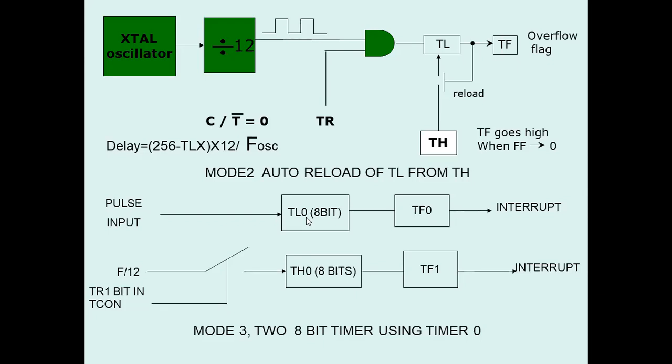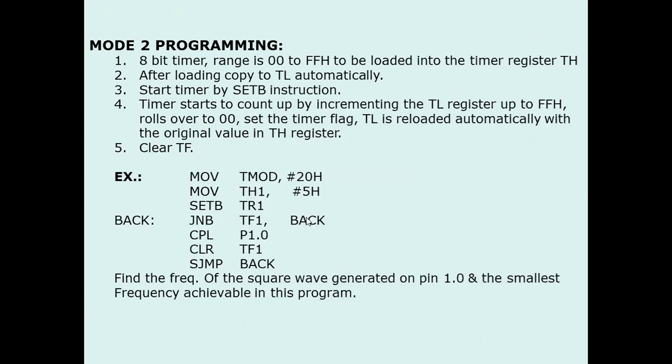Okay, so going forward, mode 2 programming: 8-bit timer, range is 00 to FFH to be loaded into the timer register TH. These things are written here. I'll share this material with you, and you can go through it. Now some steps are given, 1 to 5, for mode 2 programming, and an example is given.